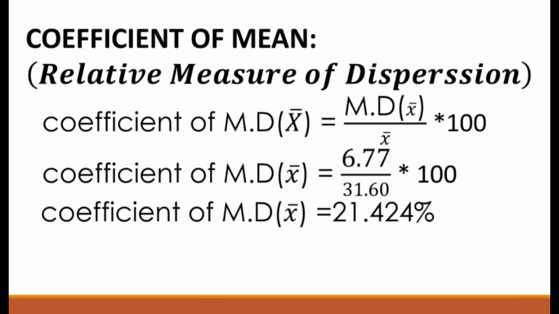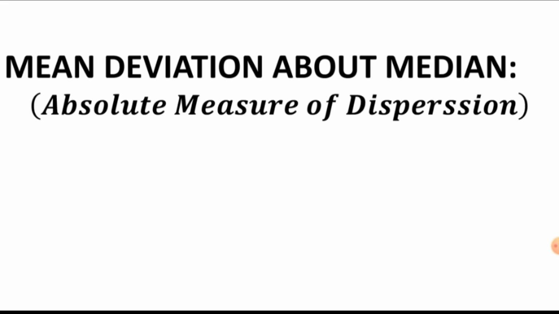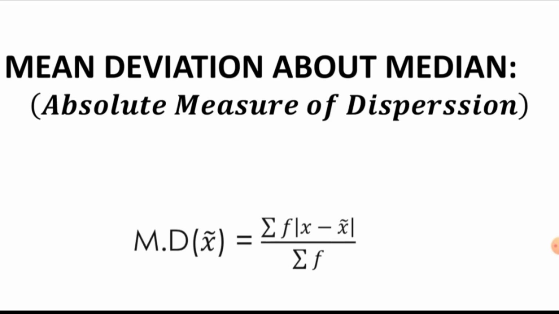I hope you understand how to find the absolute measure of dispersion and the relative measure of dispersion. Now, mean deviation about median for group data. Right now we are discussing the absolute measure of dispersion. The formula of mean deviation about median is equal to the sum of the product of frequency and the absolute difference of midpoint and the median, divided by summation f.